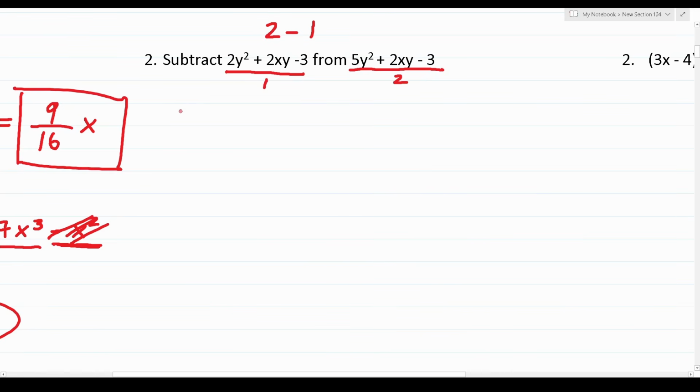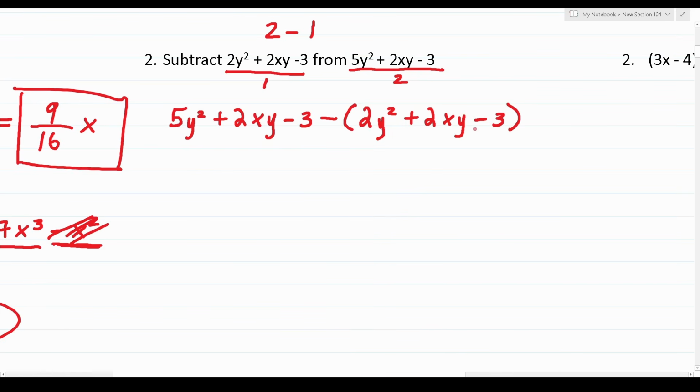So let's go ahead and get this one set up. Okay, we have 5y squared plus 2xy minus 3. And from that, we're subtracting this polynomial, so minus. Now here's where you want to be very careful. You actually want to put all the terms in the second polynomial inside parentheses. Okay, so we did not have to do that when we added polynomials. Now that we're subtracting polynomials, we want to do that. So this becomes minus 2y squared plus 2xy minus 3.